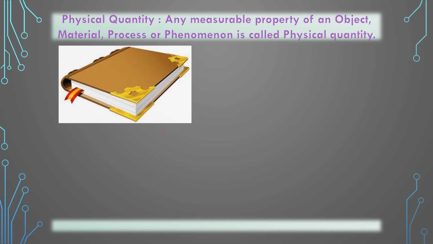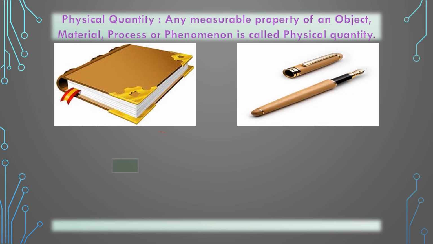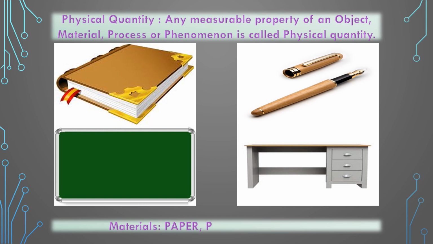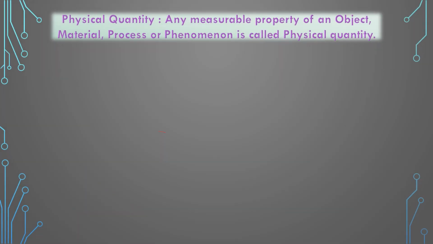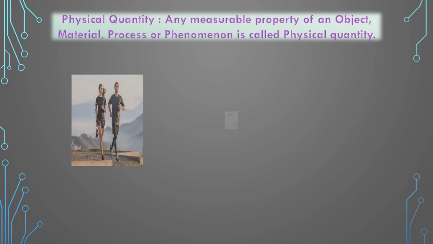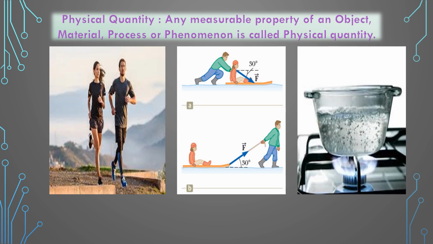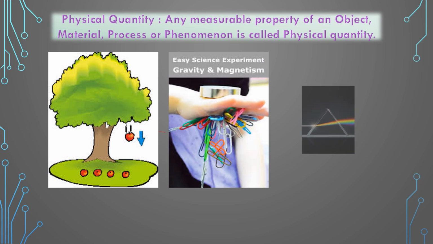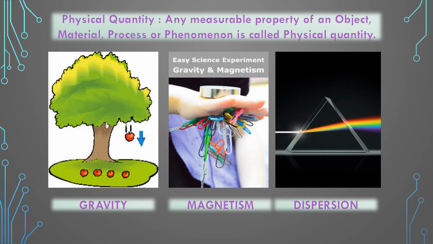Objects such as a book, a pen, a board, a table, etc. are made from materials like paper, plastic, wood, metals, etc. The process can be running, pulling, pushing, heating and so on. The examples of natural phenomena are gravity, magnetism, dispersion, evaporation and many more. The measurable properties of all these are called physical quantities.